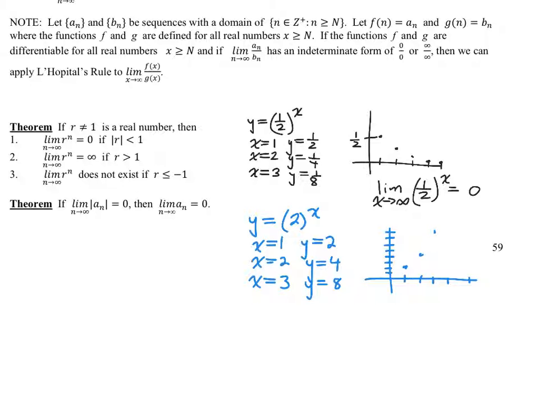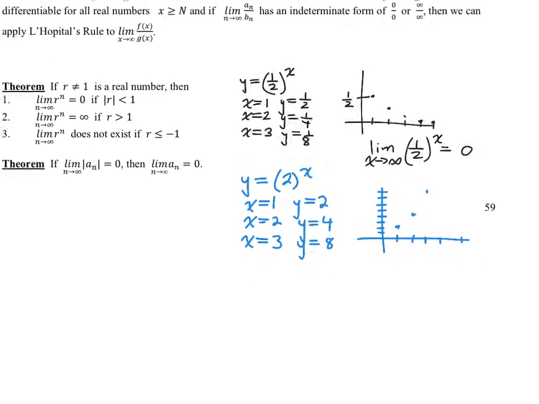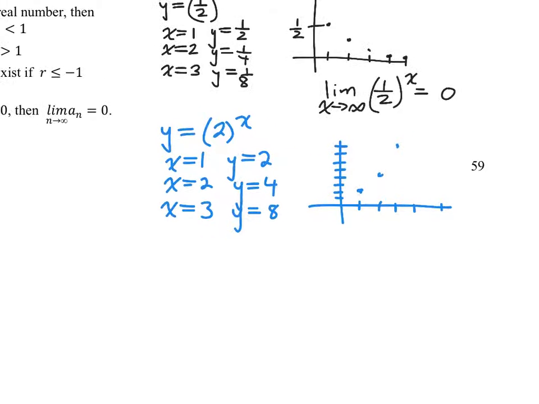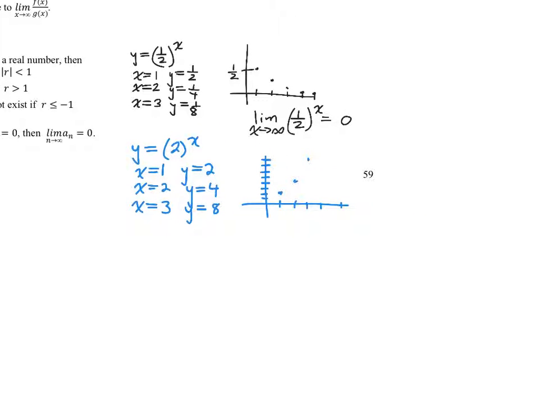So then you get into something like the limit as n approaches infinity of r to the nth does not exist if r is less than or equal to -1. That's an interesting case. All right, so let me come up with an example of that. So let's say we have y equals, I'll go with -2 to the x power.